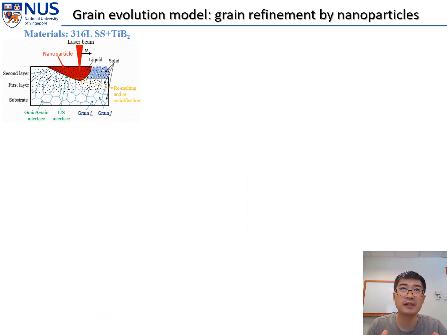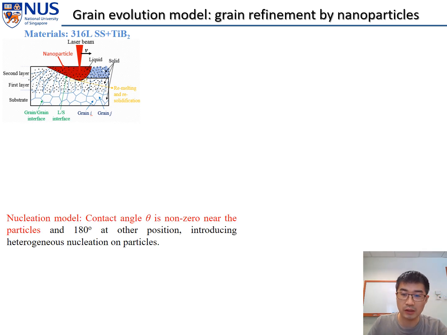After understanding the grain growth in the molten pool, we want to tailor the grain structure, or especially refine the grains, because that can improve the mechanical properties. One common approach is by adding nanoparticles.